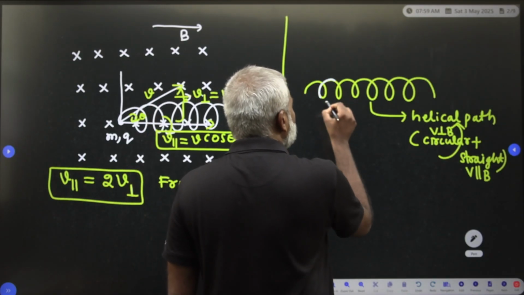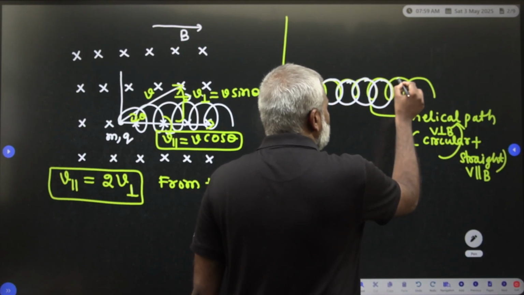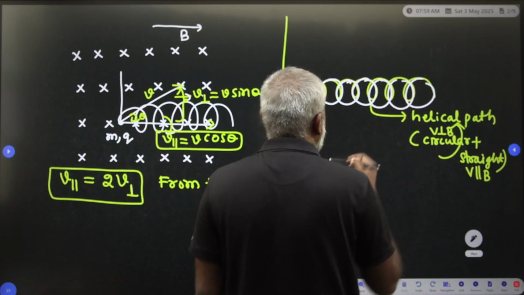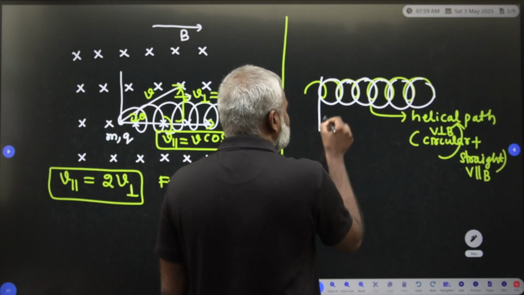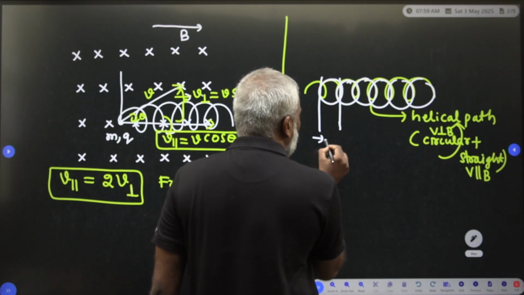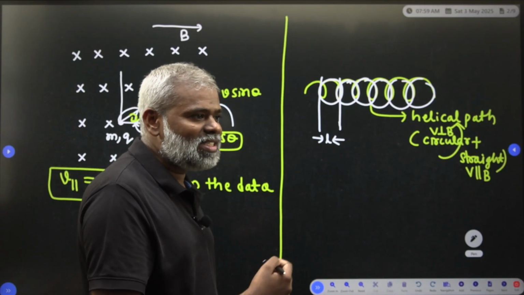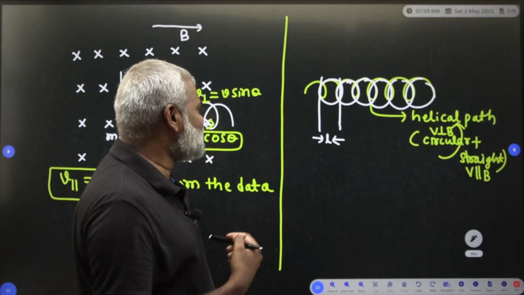So the distance between one complete cycle, that is, the successive distance between two adjacent circles.